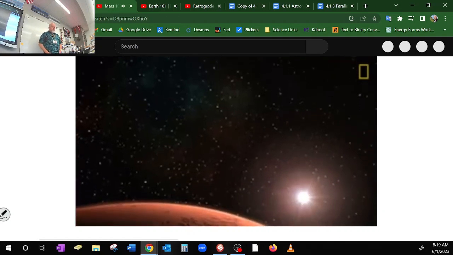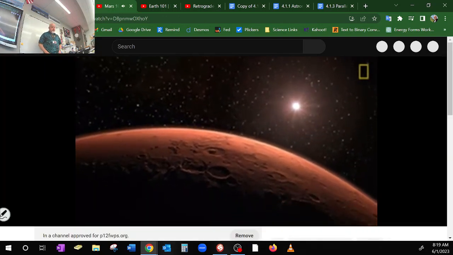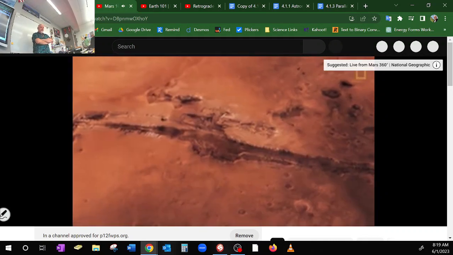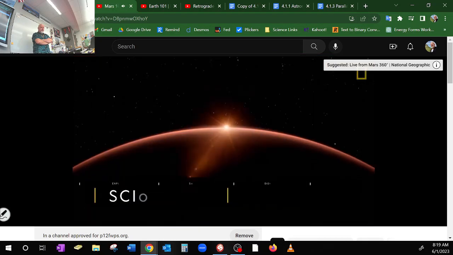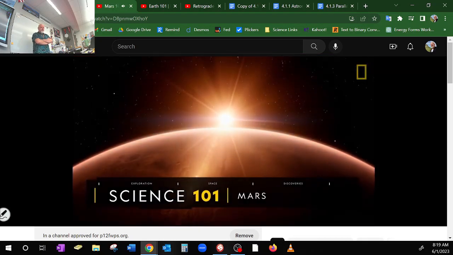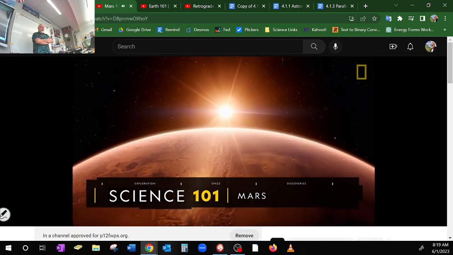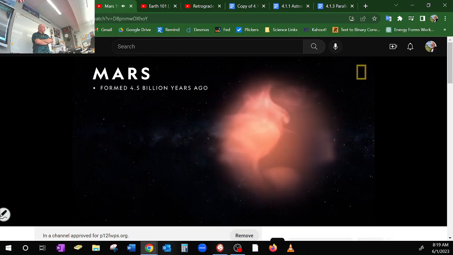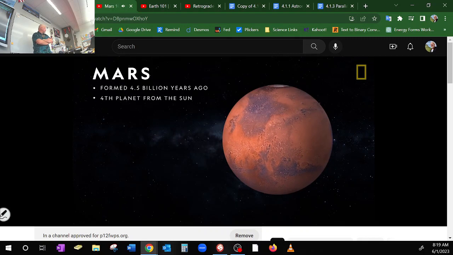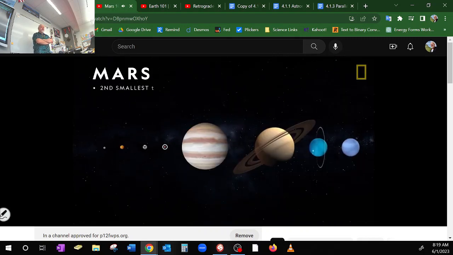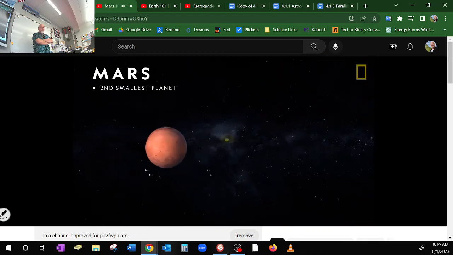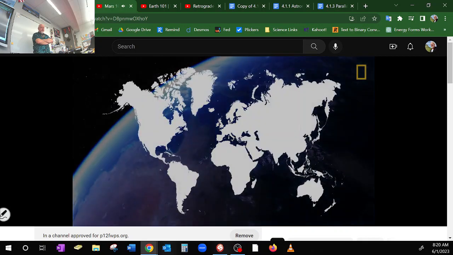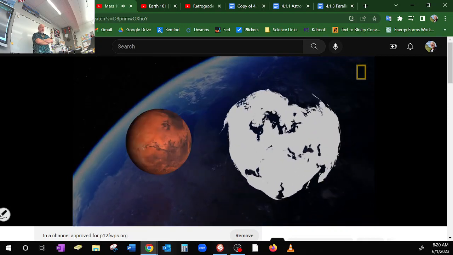To the ancient Romans, the planet Mars was symbolic of blood and war. But to many people today, the red planet may hold the key for a bright new future for humanity. The story of Mars began about 4.5 billion years ago when gas and dust swirled together to form the fourth planet from the Sun. Mars is the second smallest planet in the solar system with a diameter just shy of the width of Africa. In fact, its entire surface area is similar to that of all of Earth's continents combined.